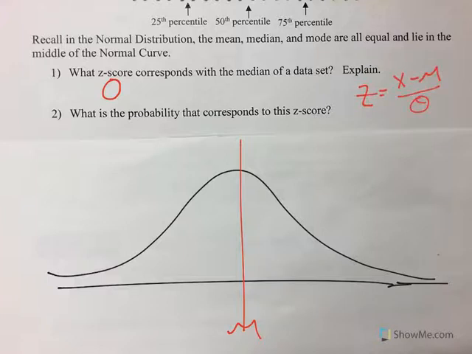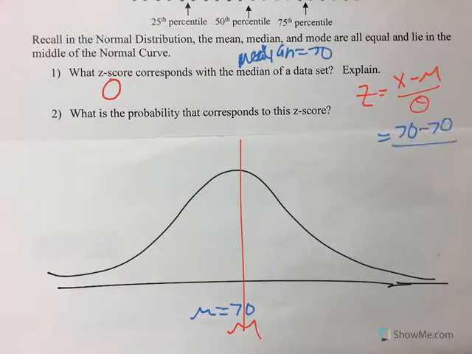So let's just throw a number out there. Let's say that our mean is 70. If our mean is equal to 70, and I say the median is also 70, find the z-score for that. Well, what's 70 minus 70? It doesn't even matter what the standard deviation is. 70 minus 70 is 0. So 0 over 10 is just 0. So the z-score of the median, or the z-score of the mean, is always just 0.